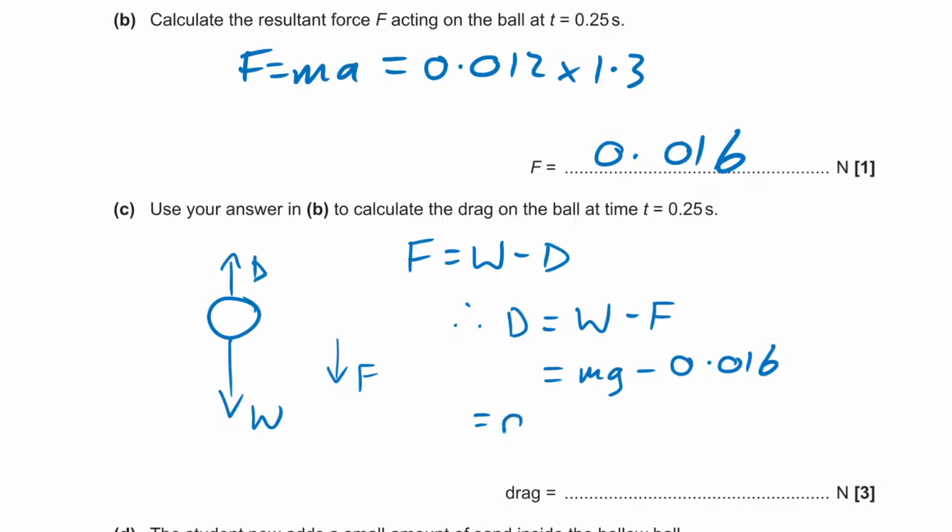So that's 0.012 times 9.8. I mean, we could do this all in one go, really. We could just times it by 1.3 instead. Doesn't really make a difference which way around you do it. And that gives us 0.102 newtons. But we're going to go to 2 sig figs, so 0.10.